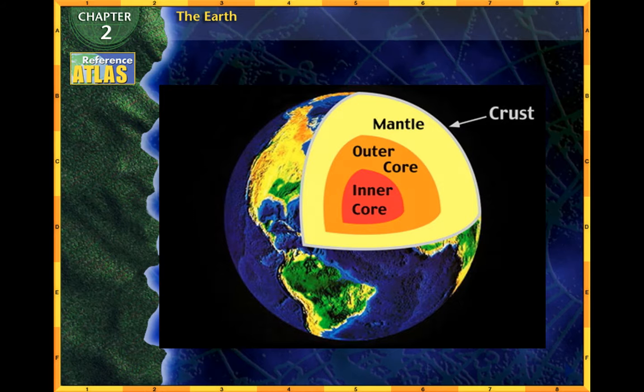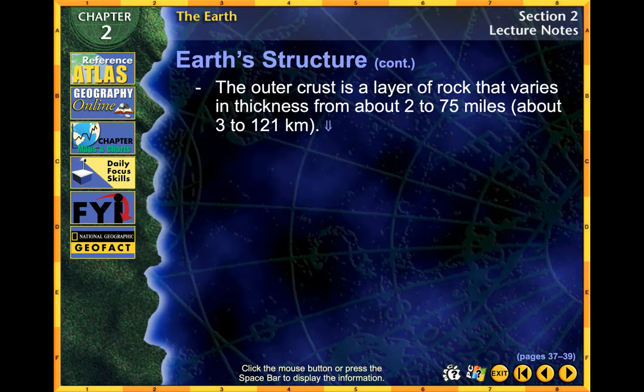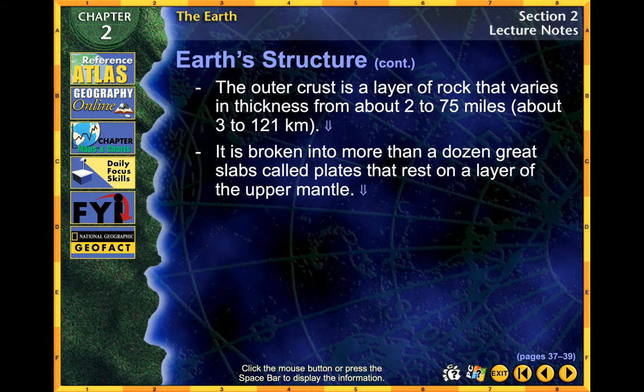The crust is actually not very thick. It's only about 30-ish miles thick, which seems like a lot when you think about 30 miles as the distance from here to the other side of Shreveport. But that being said, that's not really that thick when you consider that the other layers are hundreds of miles thick or thousands of miles thick. Now, as I was saying, the outer crust is a layer of rock that varies in thickness. It has, from 2 miles, that would be around the Marianas Trench, to 75 miles, which would be the Himalaya Mountains. And it's broken into a dozen or more great slabs that we call plates.